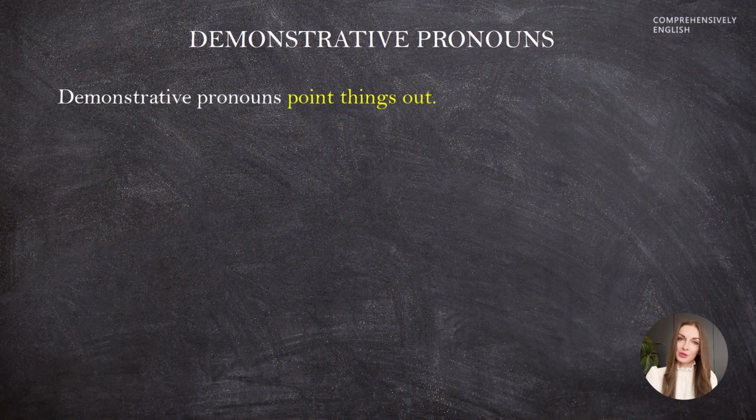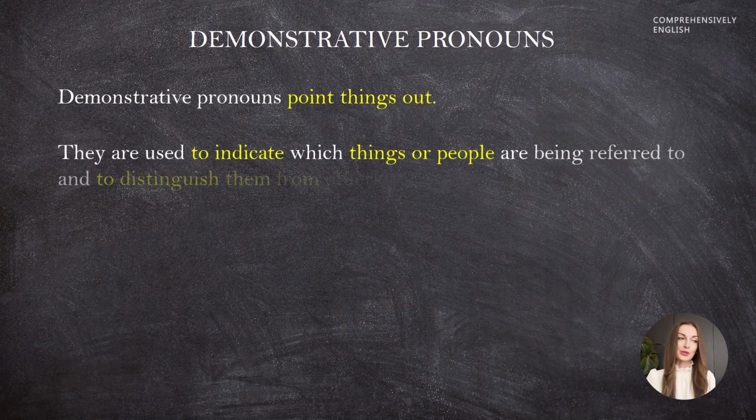Today we continue speaking about pronouns in English. In this lesson we are going to discuss demonstrative pronouns. First and foremost, let's start with the definition. What are demonstrative pronouns? Demonstrative pronouns are those pronouns that point things out. They are used to indicate which things or people are being referred to and to distinguish them from others.